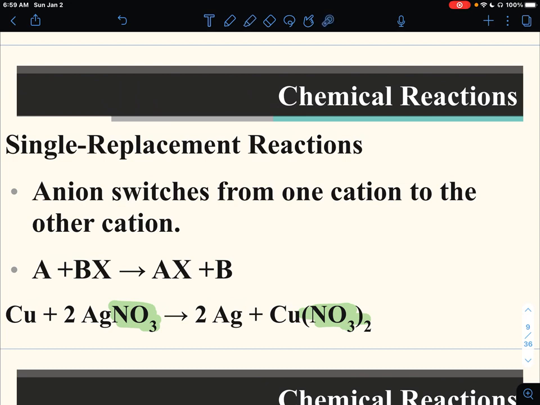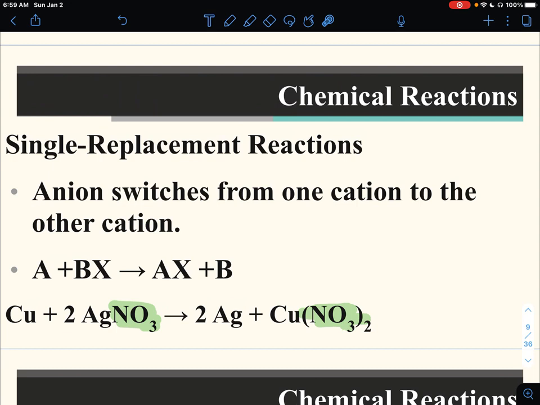And you might notice that here there's two, and here there's just one, okay? We're going to get to that in just a minute, but that's because of the charge. So the charge on silver was 1. So when it's crisscrossed, you just got 1 NO3. The charge on copper was 2, okay? Again, we'll talk about that in just a minute.